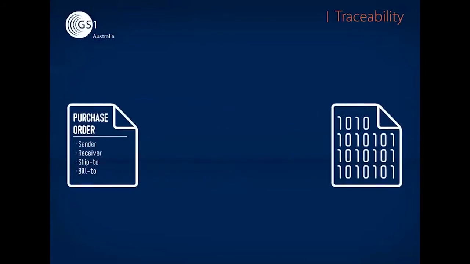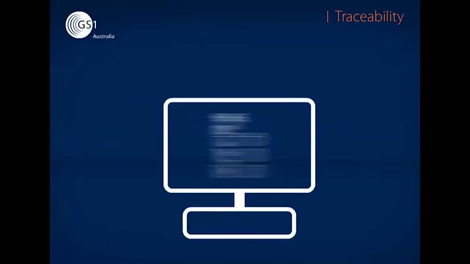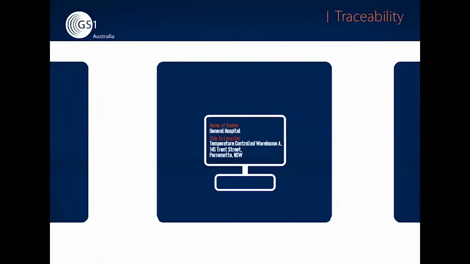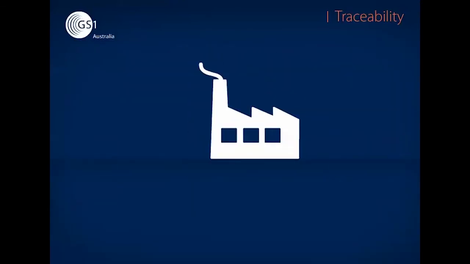The receiving party can automatically process the electronic message using the GLN as the key to access location master data in their internal systems. The issuer of the purchase order does not need to provide all of the details about each location, as this data has already been shared with the receiving party.